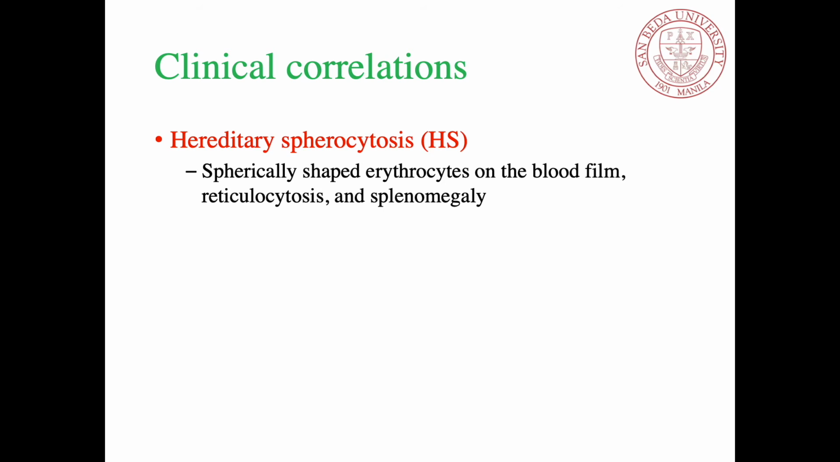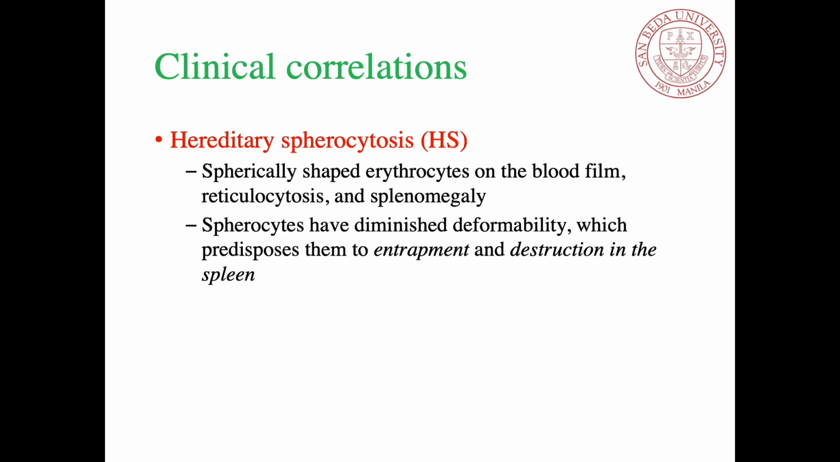They are seen on blood films when the bone marrow is highly active in an attempt to replace red blood cell loss, such as in hemolytic anemia or hemorrhage. Now, because of the diminished deformability of spherocytes, they are more likely to get entrapped in the spleen. Splenomegaly occurs as a result of increased clearance and destruction of these abnormally shaped erythrocytes from circulation.